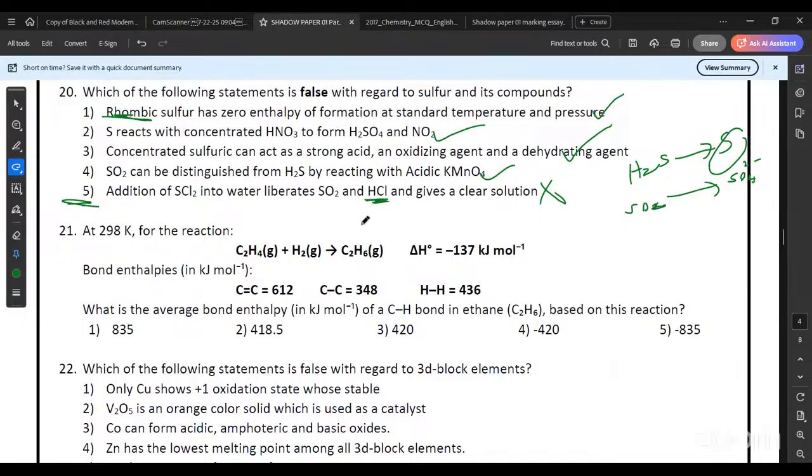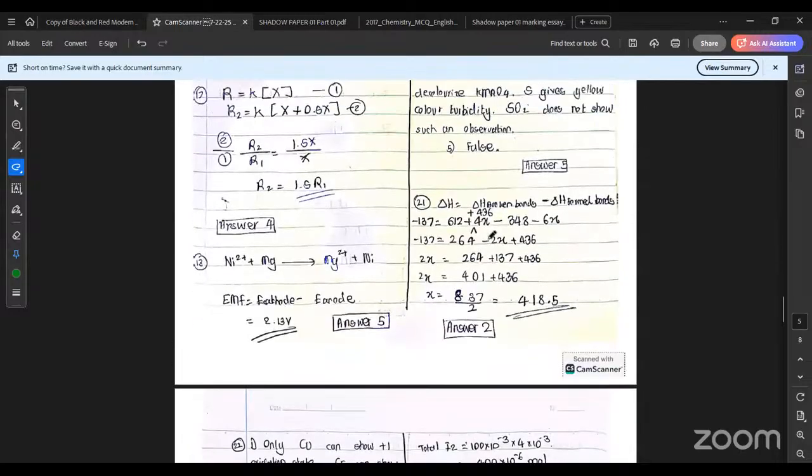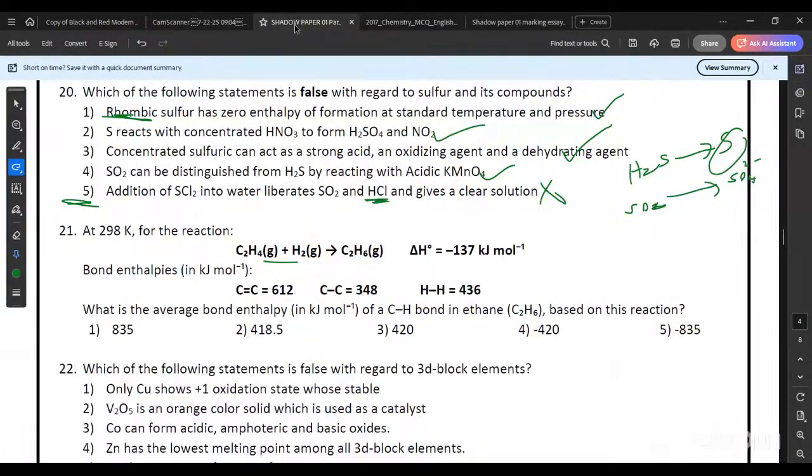At 298 Kelvin for the reaction, the bond enthalpy of the carbon-carbon double bond is 612, the carbon-carbon single bond is 348, and the hydrogen-hydrogen single bond is 436. That means you can apply this equation: delta H equals delta H of broken bonds minus delta H of formed bonds. When you put all the values in, you will get X equals 418.5. That is answer number 2.